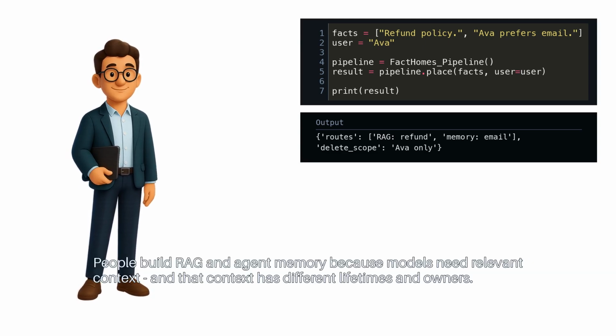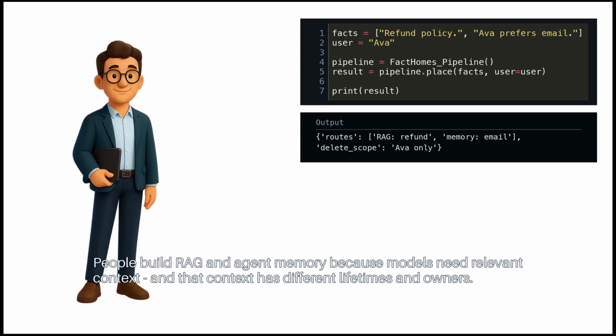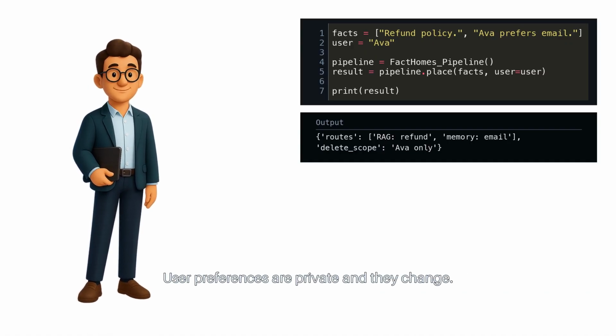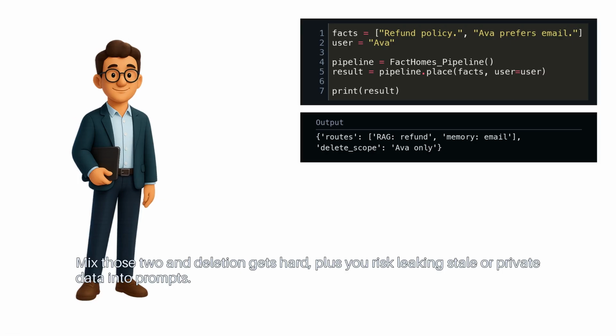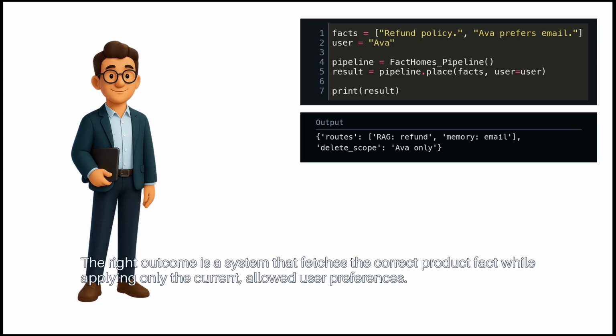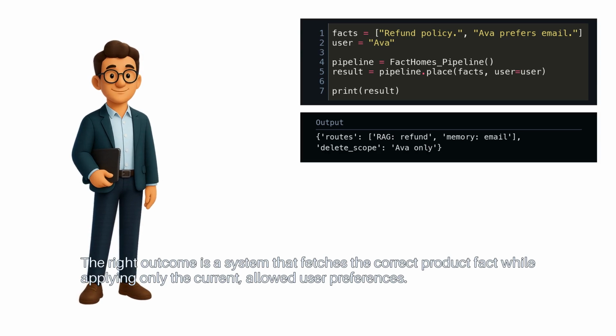People build RAG and agent memory because models need relevant context, and that context has different lifetimes and owners. Product documentation is long-lived and safe to share. User preferences are private, and they change. Mix those two, and deletion gets hard. Plus, you risk leaking stale or private data into prompts. The right outcome is a system that fetches the correct product fact while applying only the current allowed user preferences.